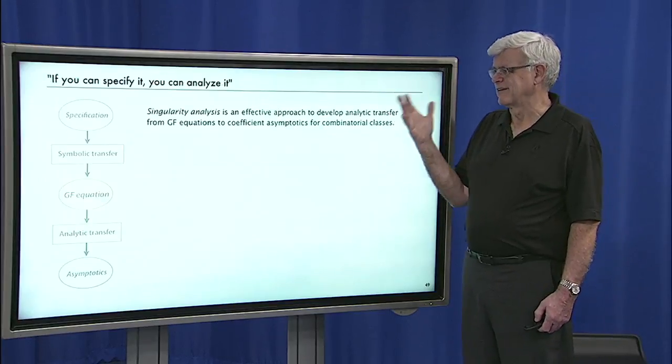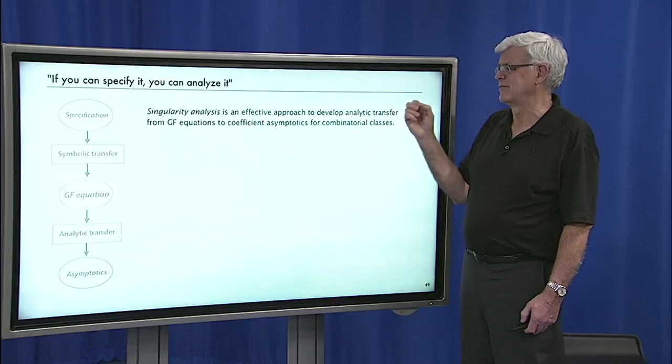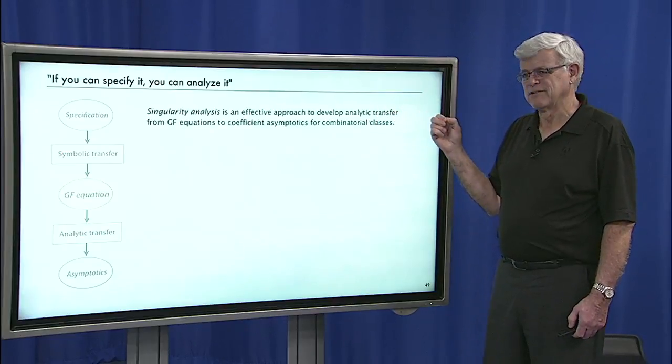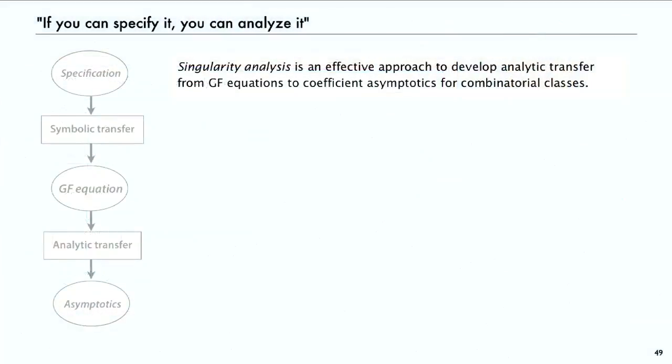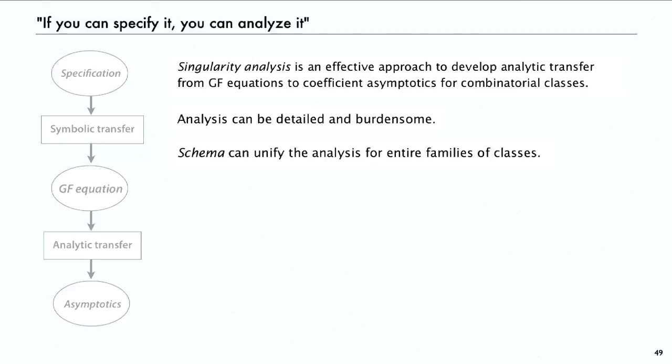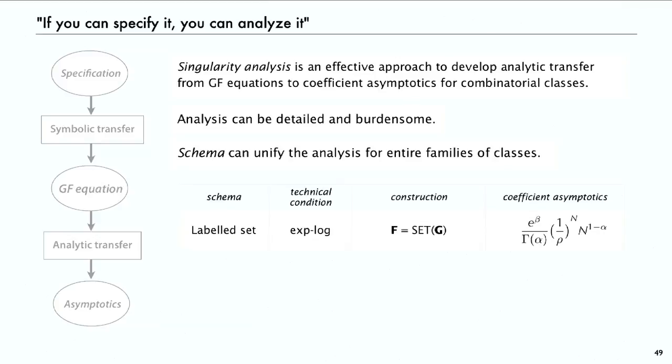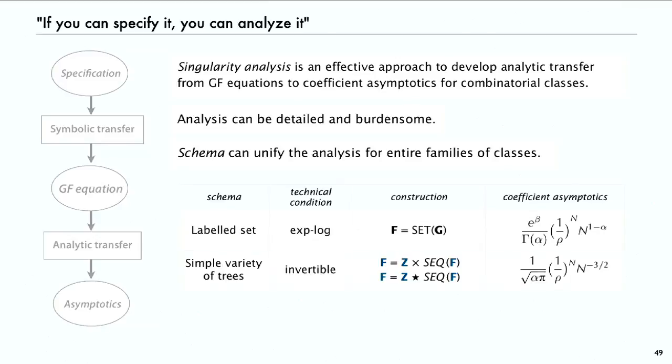So in summary, singularity analysis is a fine example of: if you can specify it, you can analyze it. It's a very effective approach for developing transfer from GF equations to coefficient asymptotics. Now the analysis can be detailed and burdensome, but we have schemas that can unify the analysis for entire families of classes. We saw three examples: the labeled set schema, the simple variety of trees schema, and the context-free schema. They all have technical conditions involved, but they cover a very broad family of constructions, and they all wind up with the same sort of coefficient asymptotics.